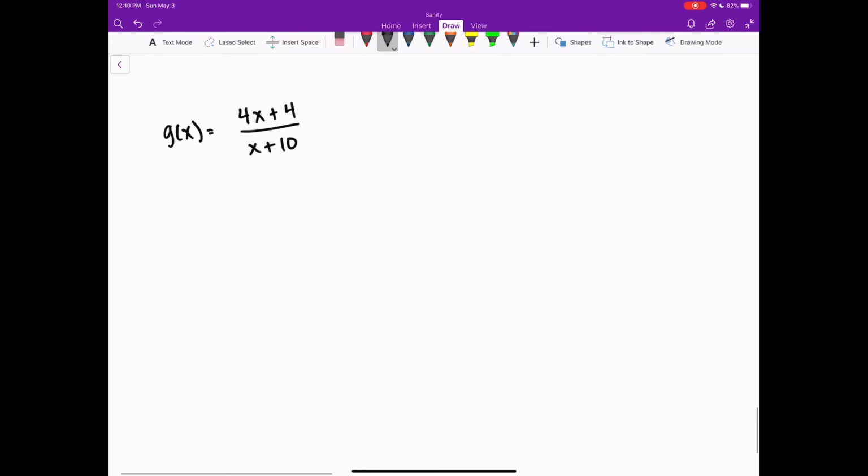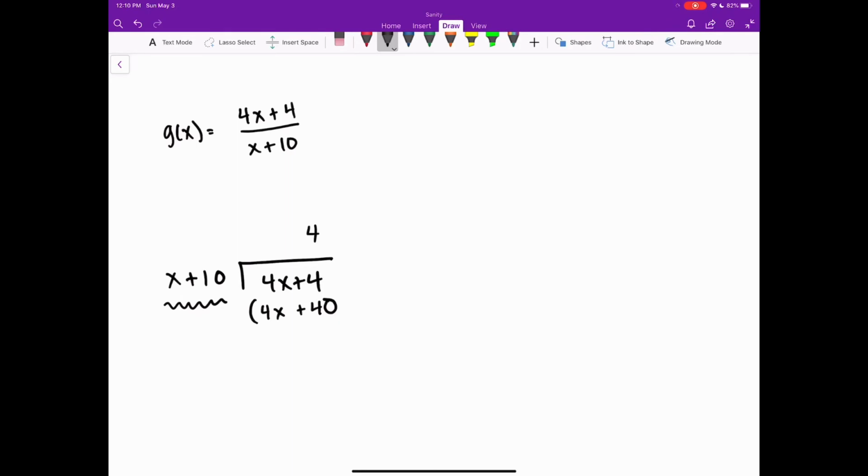g of x equals 4x plus 4 divided by x plus 10. Again, I want to write this as quotient plus remainder over divisor. We're just going to use long division. So I'm going to set up my long division and then 4x plus 4 on the inside. What do I have to multiply x by in order to get 4x? Well, I'd have to multiply it by 4. Take that 4, multiply it to the entire divisor, so 4 times x plus 10. That's going to give me 4x plus 40.